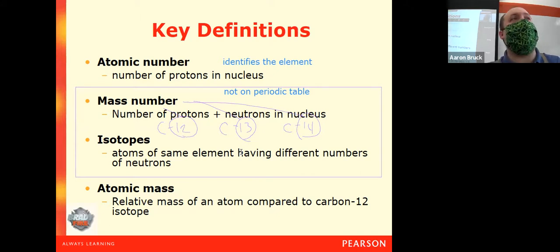Just because isotopes exist doesn't mean they all exist in the same proportion. So in the case of carbon, carbon-12 makes up over 99.8% of all of the carbon on our planet. Carbon-13 and carbon-14 make up the rest, and it's not very much.